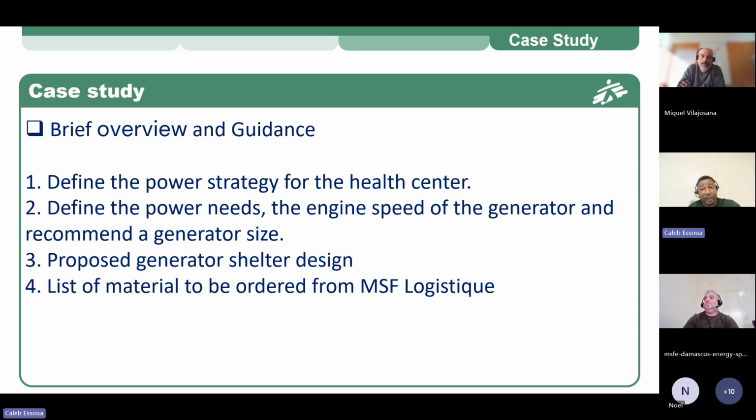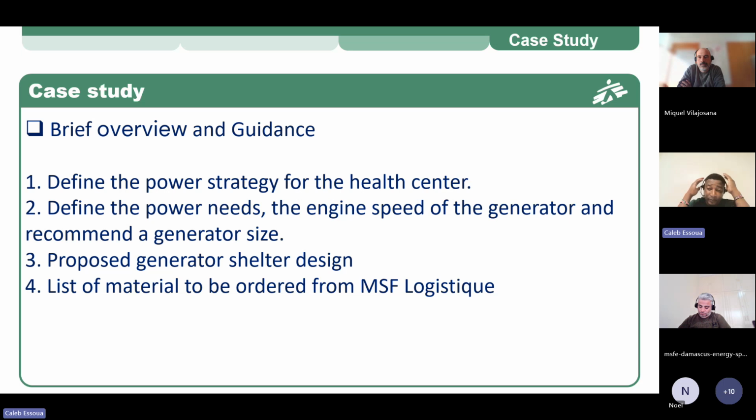And then we talk about the shelter, the proposed generator shelter design. You can just draft anything, no need for too much. You can draft if you want, or you tell us just the specification, how you plan to do it, and then we can see together. And then the list of materials to be ordered from MSF Logistics.